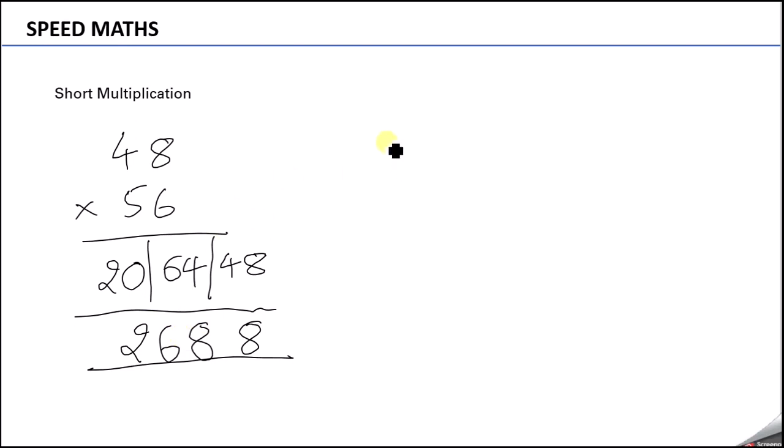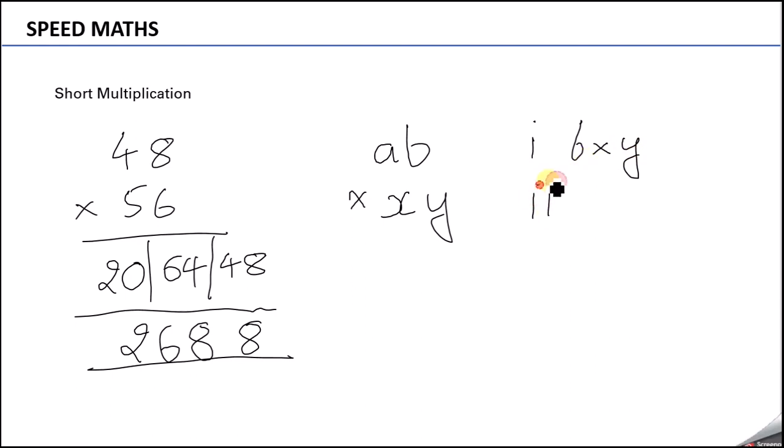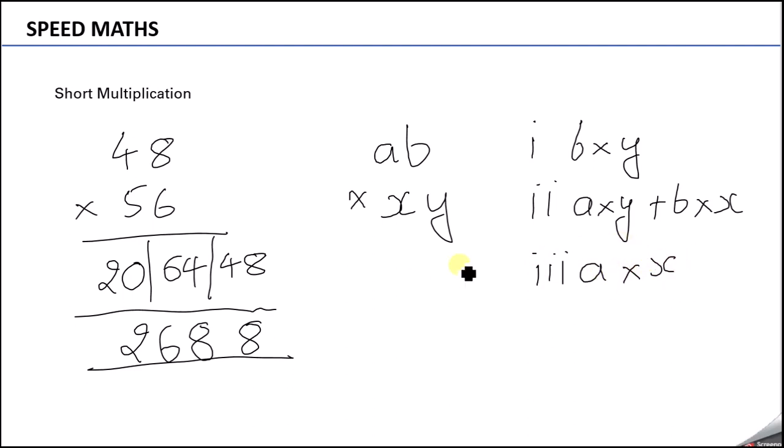Just to keep it standardized, say you have AB into XY. The first step would be B into Y. The second would be A into Y plus B into X. The third would be A into X. And then your simple carryover method addition to get to the final answer. Okay, so this is for two digits.